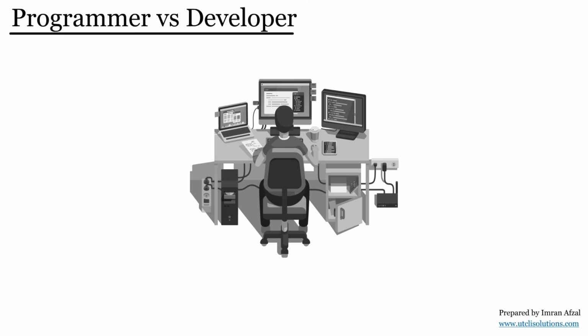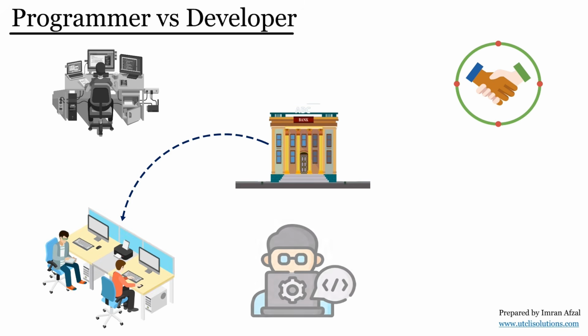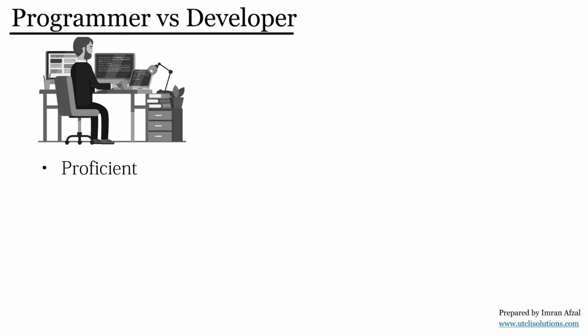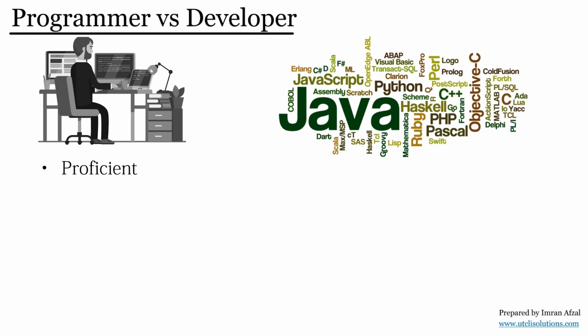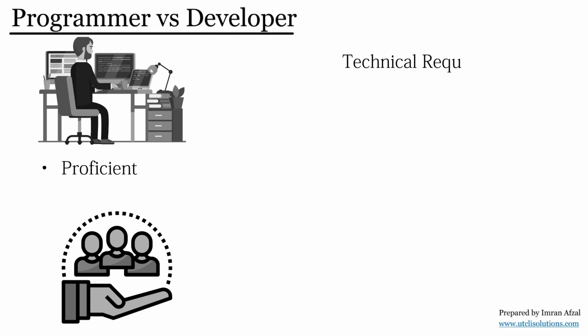While the computer programmers in this scenario collaborate with the bank's IT department, software architects, and software developers, they are proficient in programming languages. Their primary responsibility is to implement the technical requirements and architecture defined by the team.